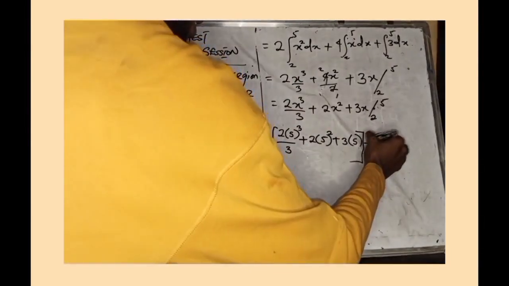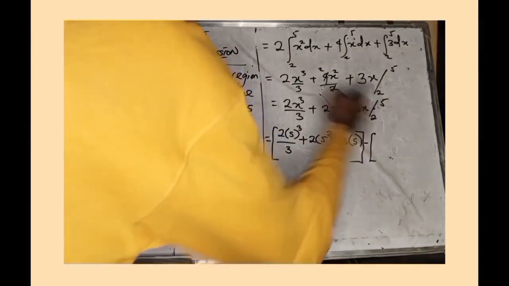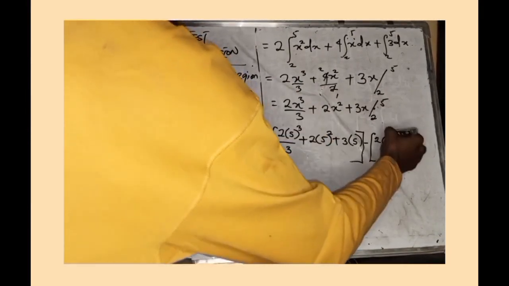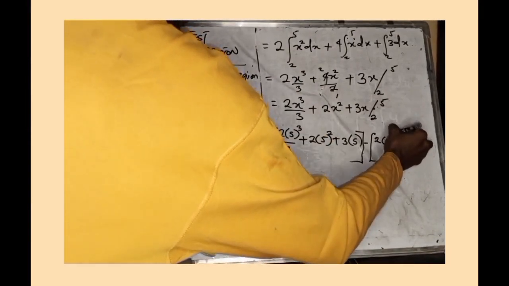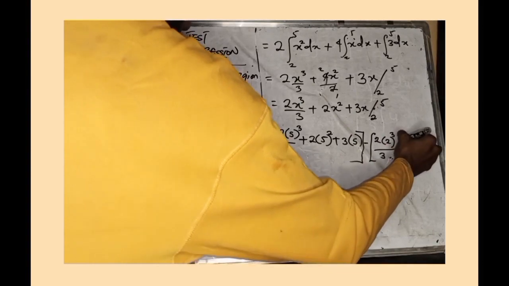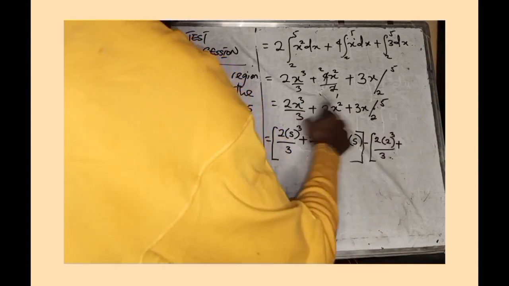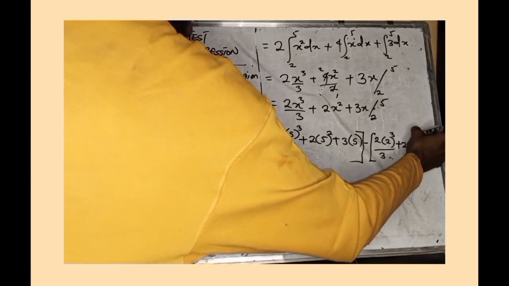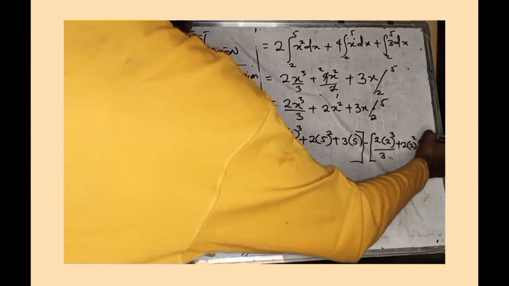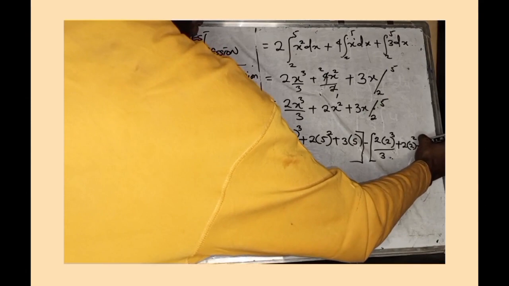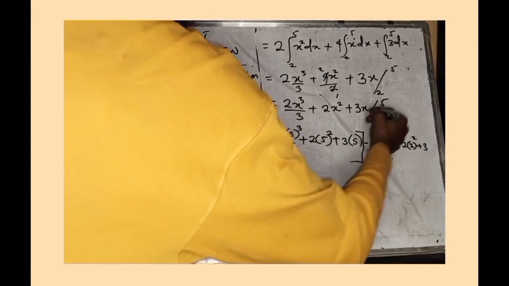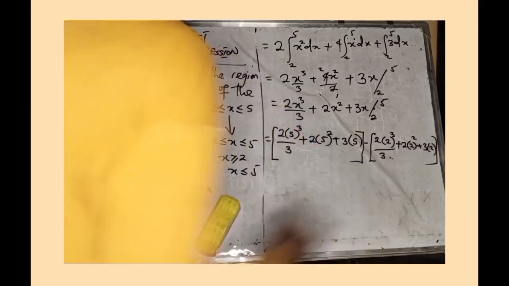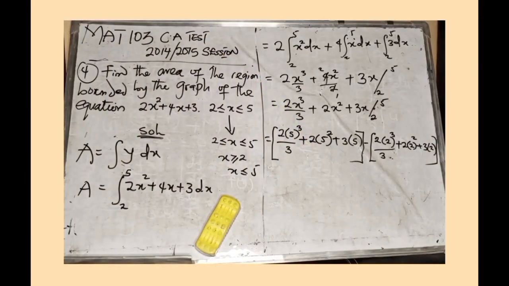Now minus, now the lower bound, this is 2 open bracket. In place of x, I'm putting down 2. This is cube divided by 3. This is plus 2 open bracket, this is in brackets 2 square, that is 2 square plus this is 3. Anywhere I see x, I'm putting down 2. This way. Okay. Wow, that's good.